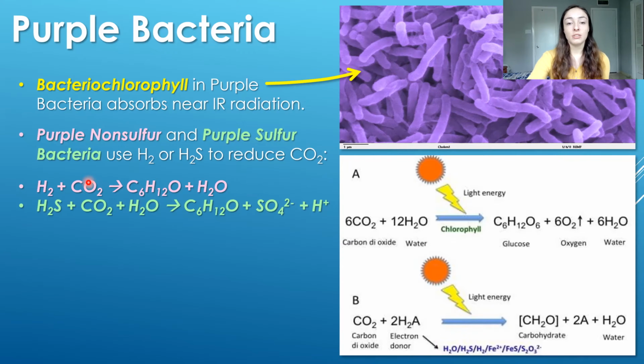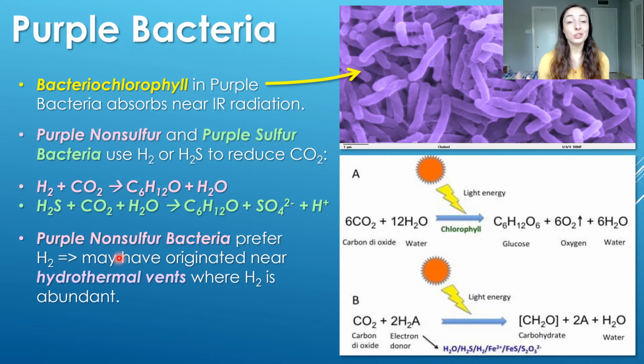And the way that they kind of set off this reaction is by the light absorption. So they use light as energy to do their metabolic pathway. And purple sulfur bacteria basically do something similar, but instead of molecular hydrogen, they use hydrogen sulfide. And because purple non-sulfur bacteria do prefer using molecular hydrogen, this may indicate that they originated near hydrothermal vents where molecular hydrogen was abundant. So if these were the first photosynthesizing bacteria, then they likely got their start either at a hydrothermal vent or some sort of hydrothermal system where molecular hydrogen would have been available.